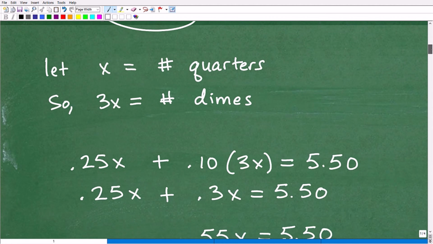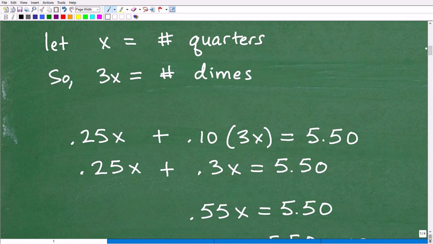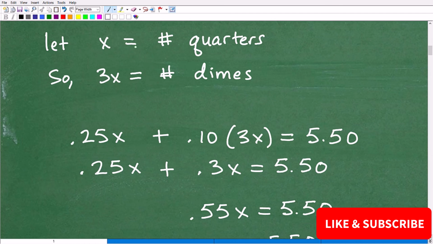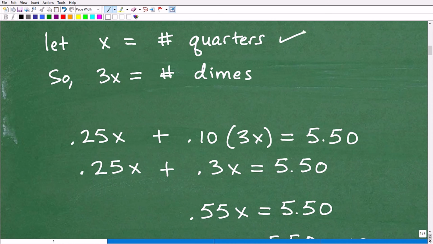Okay, so here we go. Without further ado, what we're going to do is let x equal the number of quarters. So x is going to equal the number of quarters. We're going to only use one variable because remember we have three times the number of dimes than quarters. So if we have x quarters, then we have 3x dimes. So you understand that? Whatever amount of quarters I have, I'm going to have 3x amount of dimes. So this is the number of quarters and dimes that we have based upon the given information.